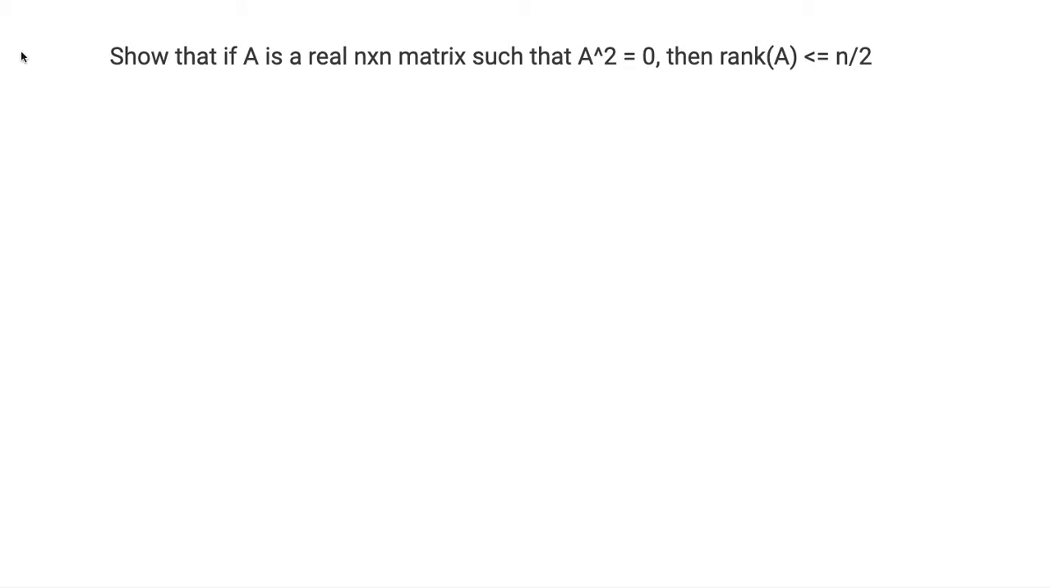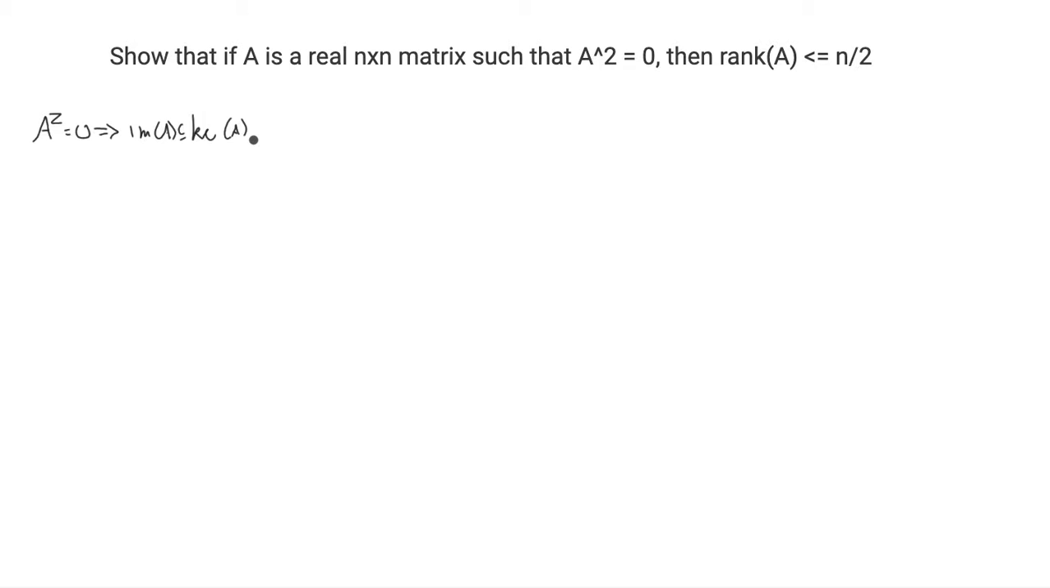Alright, let's continue. So, A squared equals 0, the piece of information that's going to help us, implies that the image of A is a subset of the kernel of A. And the way we show that is, suppose this weren't true. Suppose there was some v in the image of A that was not in the kernel of A.